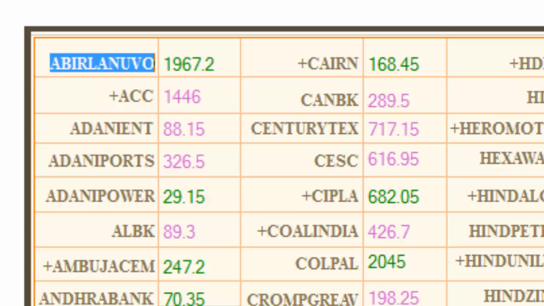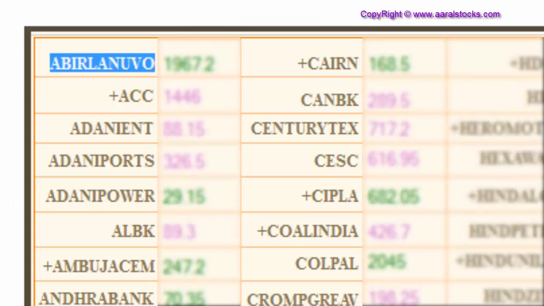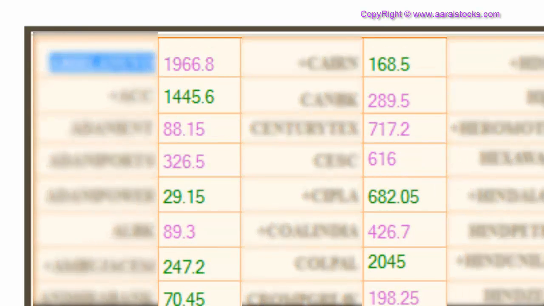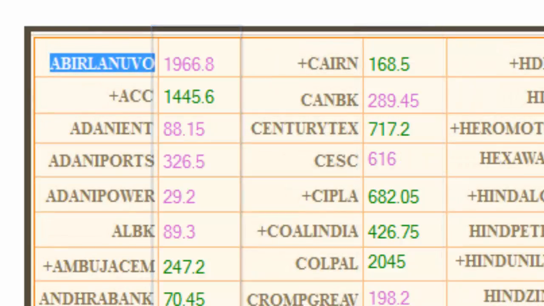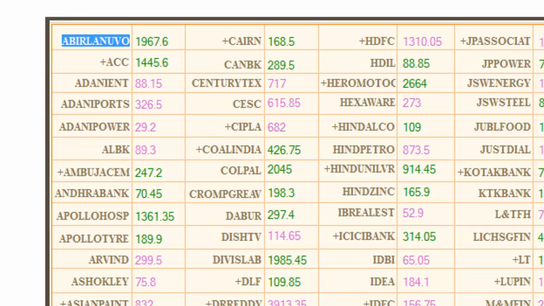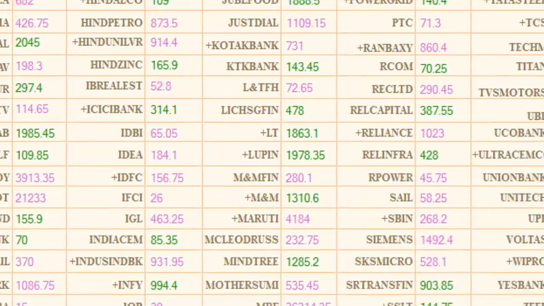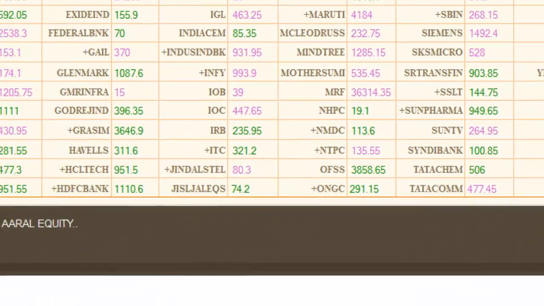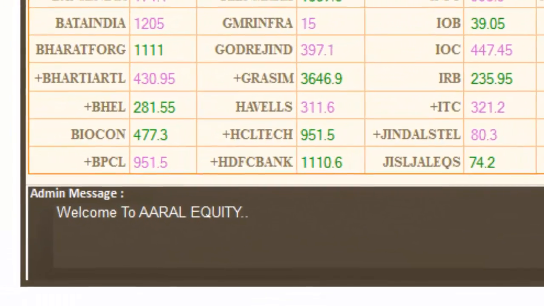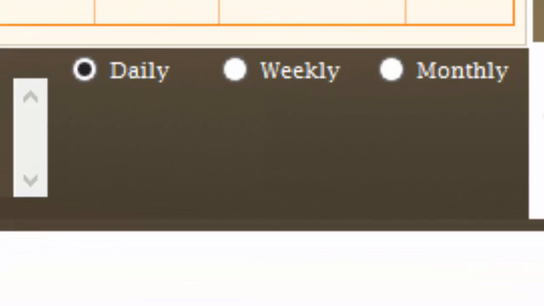These are the equity name labels. These are the equity LTP labels. We have mostly the A group stocks, in the range of 130 to 140 scripts. Also we have an admin message panel to display the admin messages here, and the daily, weekly and monthly time frame settings are available.